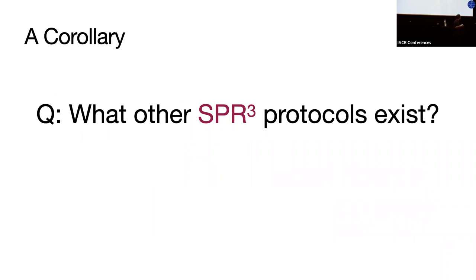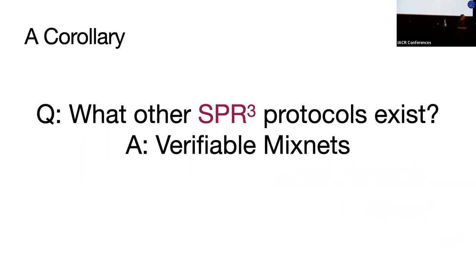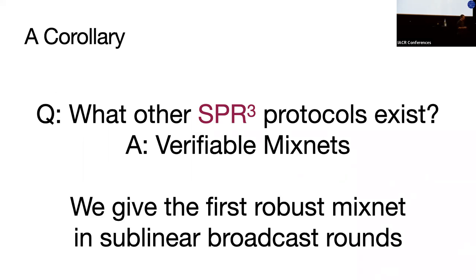A generalization is pretty useless if it only generalizes one example, which leads us to the question, what other SPR3 protocols exist? We looked at the literature and we were able to find one other protocol that's interesting and falls into this model, which is verifiable mixnets. So as a corollary, we also give the first robust mixnet with a number of rounds that's sublinear in the number of parties who do the mixing.